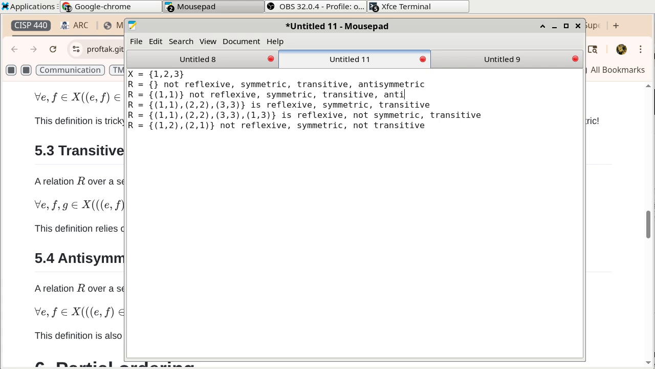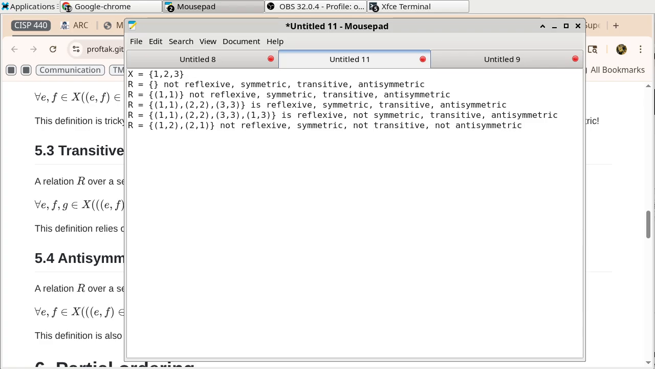This one is actually anti-symmetric. This one here is anti-symmetric. This one here is also anti-symmetric. This one here is not anti-symmetric.